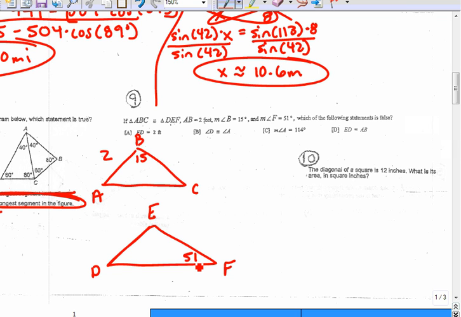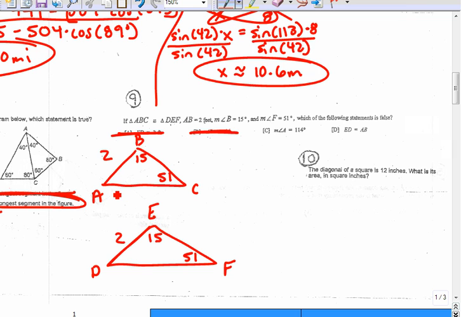Well, we know that they're congruent. So let's go in the correct order. So if AB is 2, then DE has to be 2. If the measure of angle B is 15, the measure of angle E has to be 15. And if F is 51 degrees, then C has to be 51 degrees. All right, so this says, which statement is false? Well, ED is in fact 2, so that's not false. All right, the measure of angle D is congruent to the measure of angle A. Well, that's actually true. They match up, so that's not false.